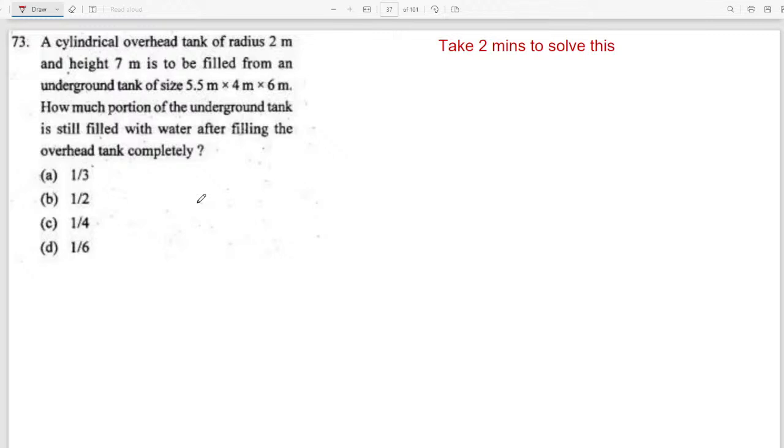So they are saying that a cylindrical overhead tank of radius 2 meters and height 7 meters is to be filled from an underground tank of size 5.5 meters into 4 meters into 6 meters. That is the length, width and height of the tank. How much portion of the underground tank is still filled with the water after filling the overhead tank completely? The overhead tank is a cylindrical tank. The volume of the cylindrical tank is given by pi r square h.